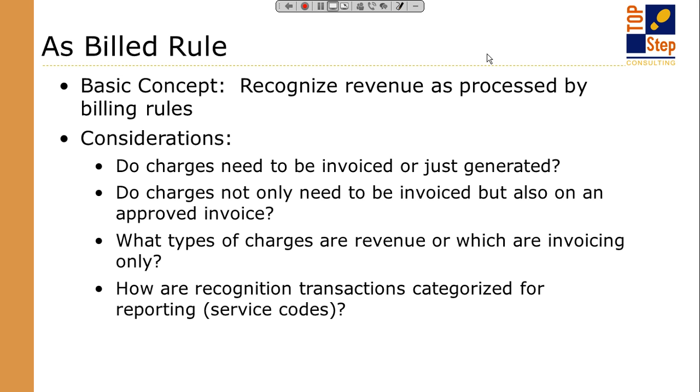You would pick up whatever you put onto the invoice or ran out of billing rules and generate revenue transactions in the OpenAir system. So before you jump in and start using this rule, the things you have to consider are: do the charges that are coming out of the billing rules have to be on an invoice or not? That's actually an internal switch that you can put in the system that says you cannot recognize revenue until it's put on an invoice, in case you didn't know that.